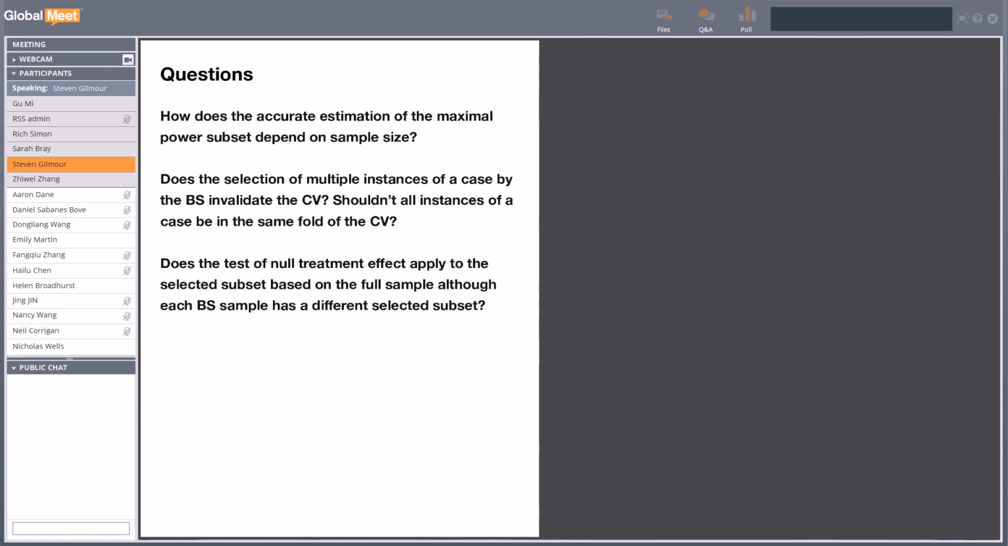We seem to have lost Ziwei. Yeah, we seem to have lost sound from Ziwei, so I'm sorry about that. And perhaps if he can come back, he can answer the third question. But in the meantime, perhaps we could go to Gu to see if you have any comments on the questions which Richard asked about your presentation.